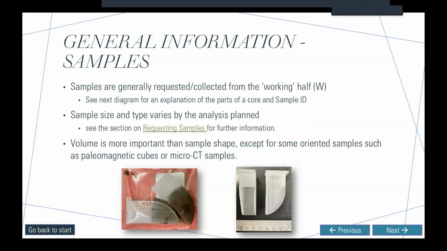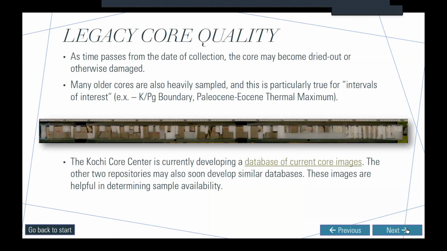And beyond that, volume is far more important than shape. If you've ever seen pictures of IODP samples, like some of the ones below, this is what you think of. Volume is far more important unless you're in a sort of rare case of an oriented sample, such as a paleomagnetic cube or a micro CT sample, for example. So just keep that in mind when you're thinking about sampling.